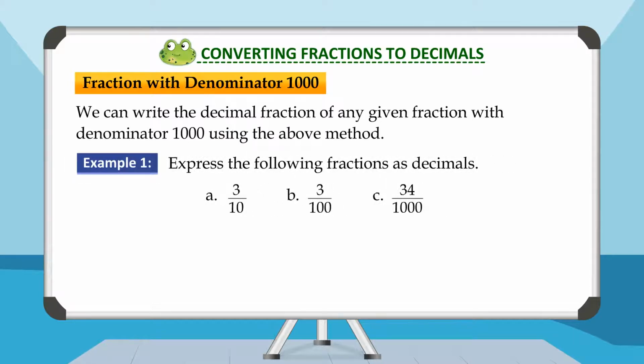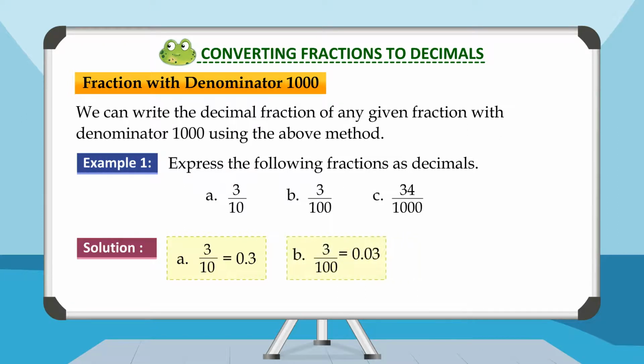Example 1. Express the following fractions as decimals. A. 3 upon 10. B. 3 upon 100. C. 34 upon 1000. Solution. A. 3 upon 10 is equal to 0.3. B. 3 upon 100 is equal to 0.03. C. 34 upon 1000 is equal to 0.034.